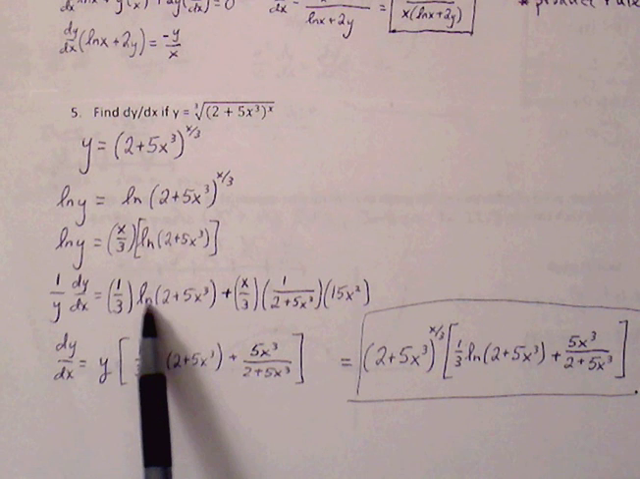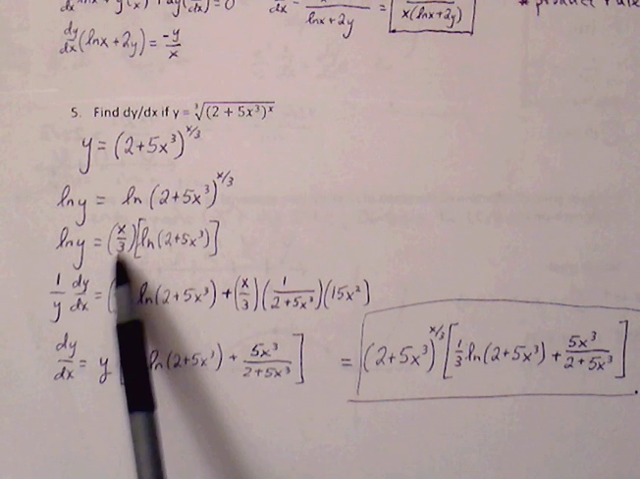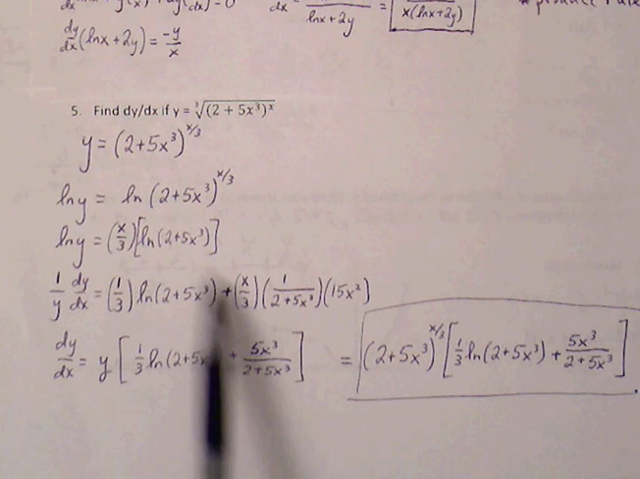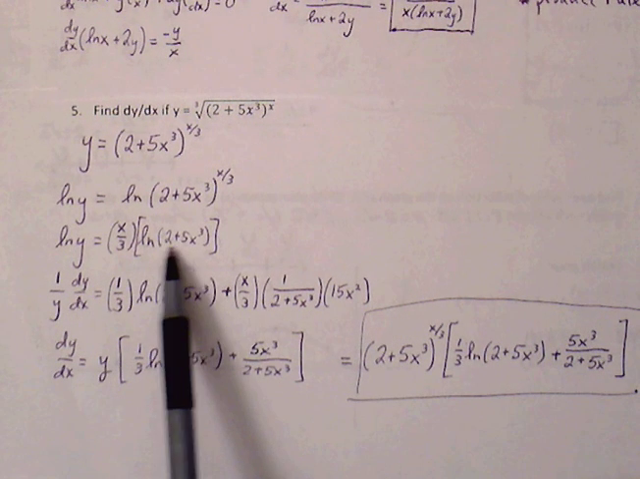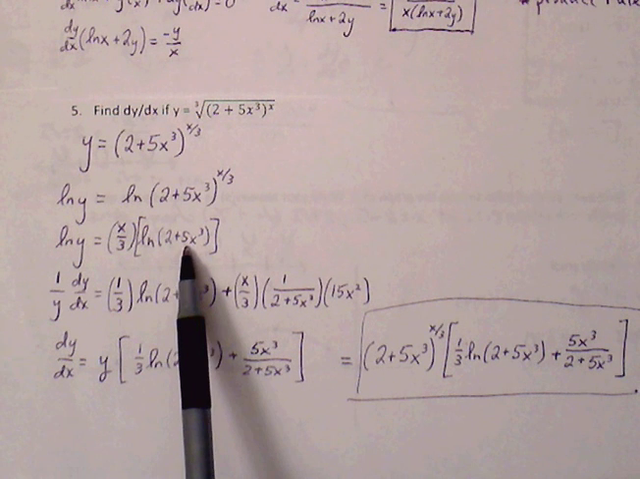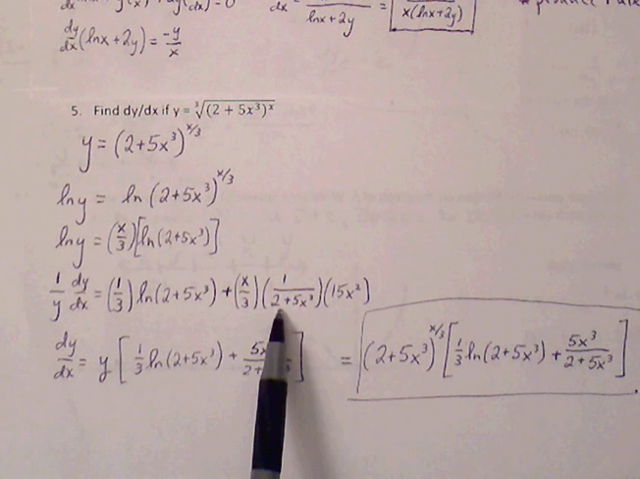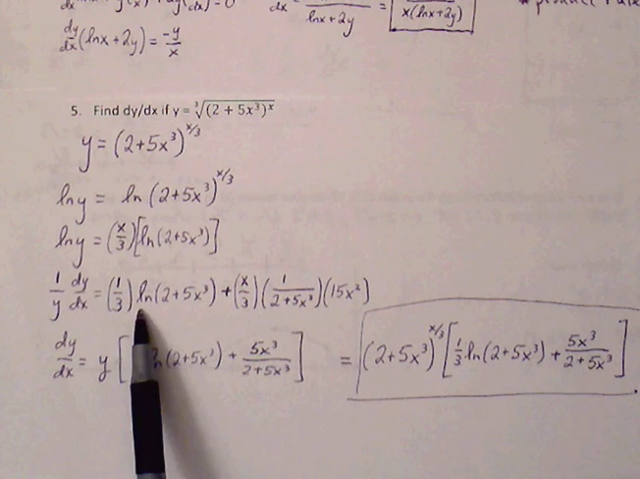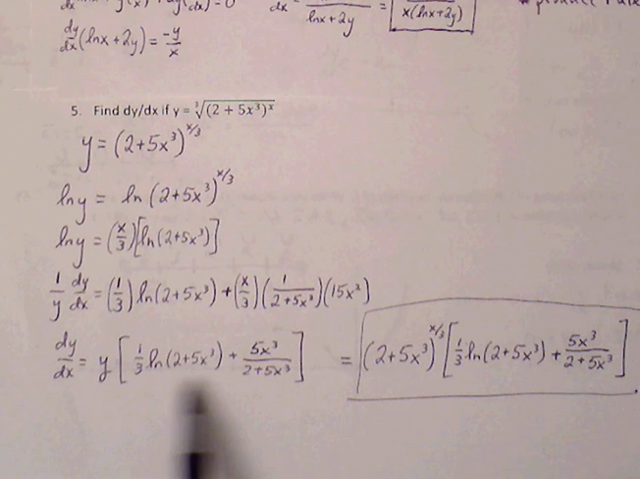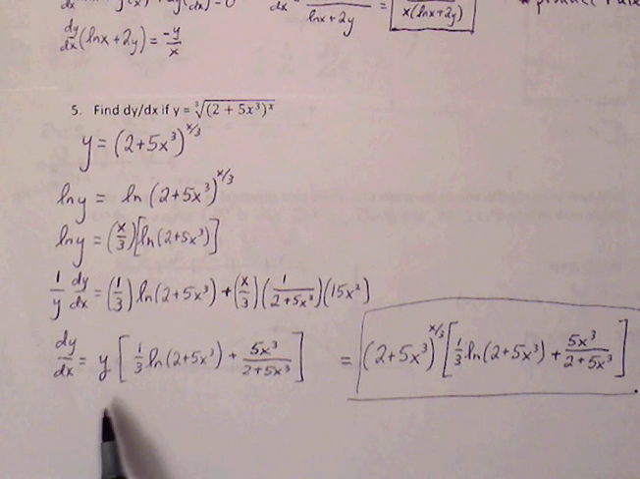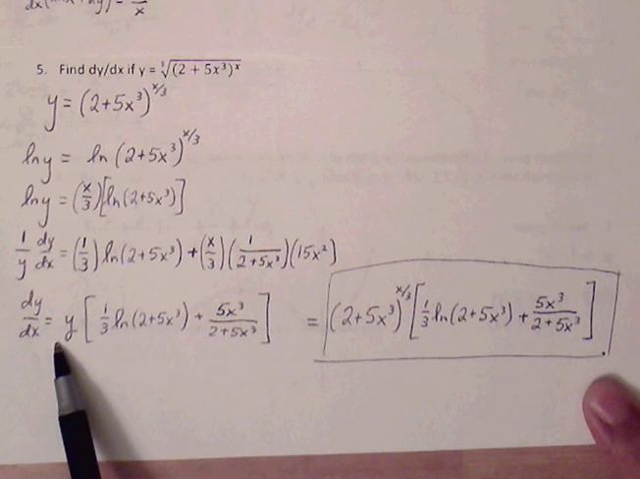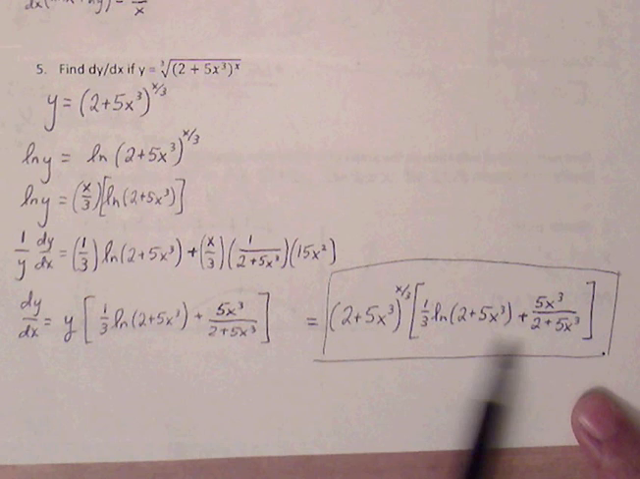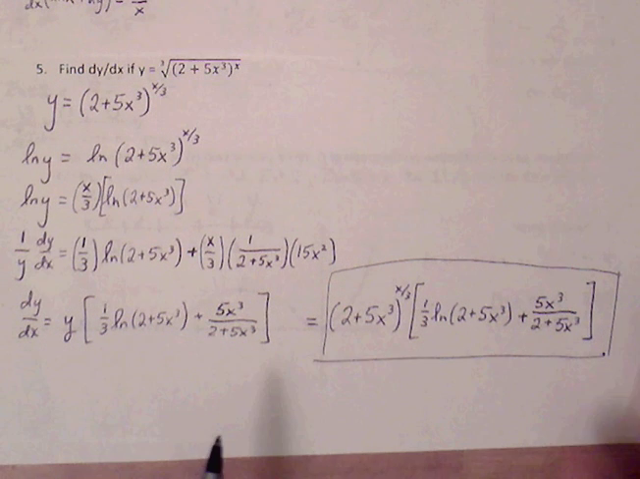So f prime g, the derivative for 1/3 x is simply 1/3. So f prime g plus f times g prime. The derivative for ln of u is simply u prime over u. The u prime is the 15x squared. The u is the 2 plus 5x cubed. And then we can clean this up a little bit. And then once we do that, we can bring the y over to the right side. Once we bring the y over to the right side, we replace y with our original equation, so we can express our derivative in terms of one variable x.